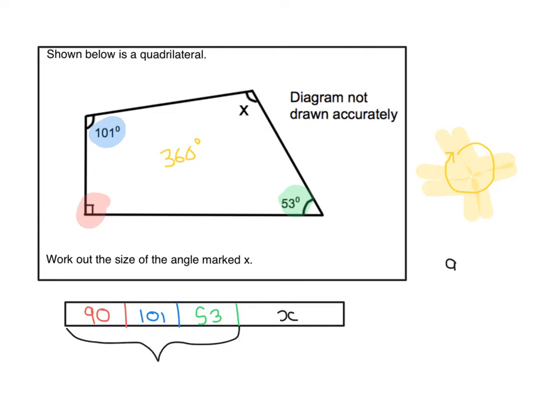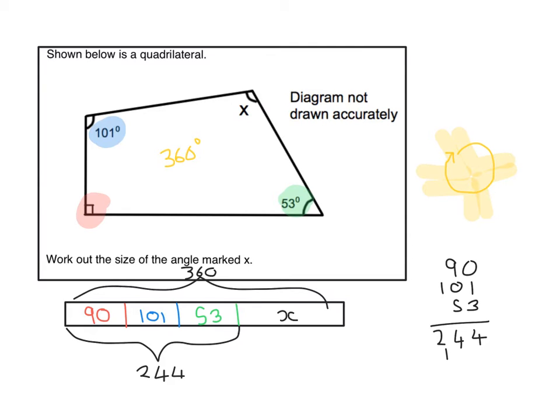So I've got 90, 101 and 53. 1 add 3 is 4, 9 add 5 is 14, 1 add 1 is 2. So far I've got 244 together. I know that all of them is going to add together to give 360. So I need to do 360 take away that 244. Use my column method. 10 take away 4 is 6, 5 take away 4 is 1, 3 take away 2 is 1. So that means that this X is actually 116 degrees.